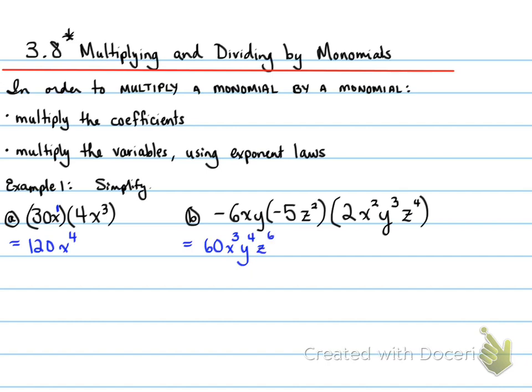So one more time, we combine the coefficients to give us 60. We combine x times x squared to give us x cubed, y times y cubed to give us y to the 4, and z squared times z to the power of 4 to give us z to the power of 6. All right, let's look at another example.